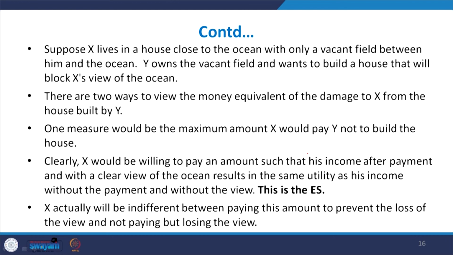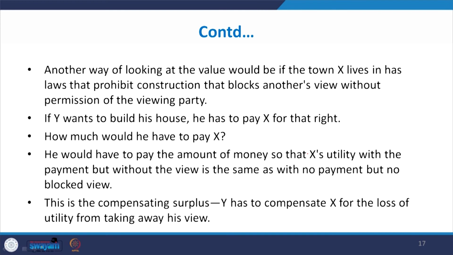X actually will be indifferent between paying this amount to prevent the loss of the view and not paying but losing the view. So, another way of looking at the value would be, if the town X lives in has laws that prohibit construction that blocks another's view without permission of the viewing party, then what will happen? If Y wants to build his house, he has to pay X for that right. How much would he have to pay X? He would have to pay the amount of money so that X's utility with the payment but without the view is the same as with no payment but no blocked view. And this is actually the compensated surplus.